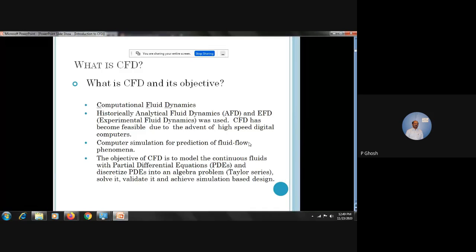And we generally transform the partial differential equations, which is the acronym PDEs, and discretize these PDEs into algebraic equations.